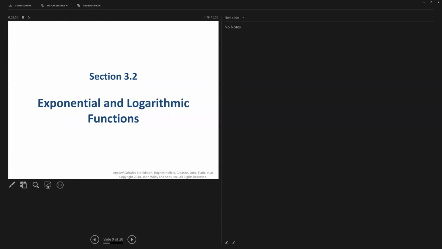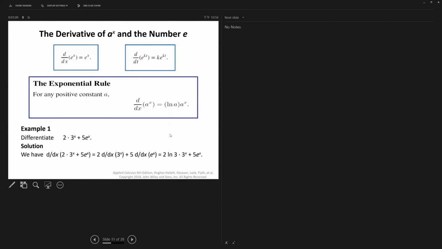Hello, everyone. This is 3.2. We are going to learn about different rules of differential functions. And the first one we're going to look at in 3.2 is exponential and logarithmic functions. All right, so let's start by looking at the rules of derivatives of exponential functions.